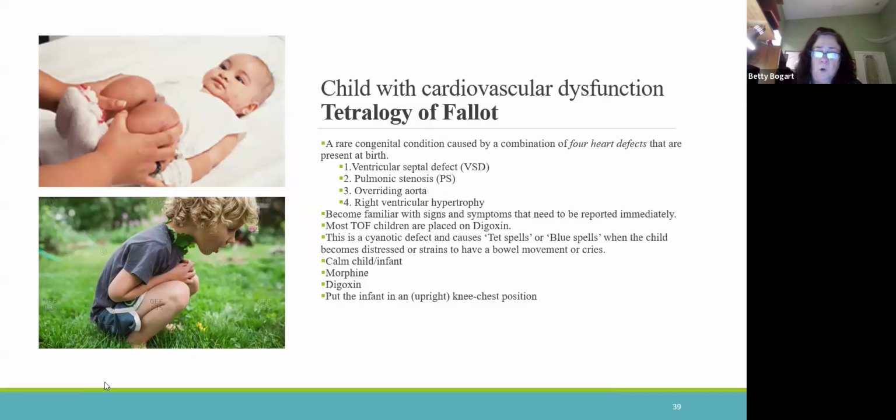Tetralogy of Fallot has 4 conditions with it. It is all right-sided. If you can remember what the structures on the right side are, know that most of your TET children will be placed on digoxin. During a spell, they will also get some morphine. But remember with tetralogy, especially older children, you're not going to be successful if you can't calm them down first. So always number one, have them calm. And if it means being on mommy's lap and you doing knee chest over there, well, that's what you're going to do because that's the best way to do it. Okay.